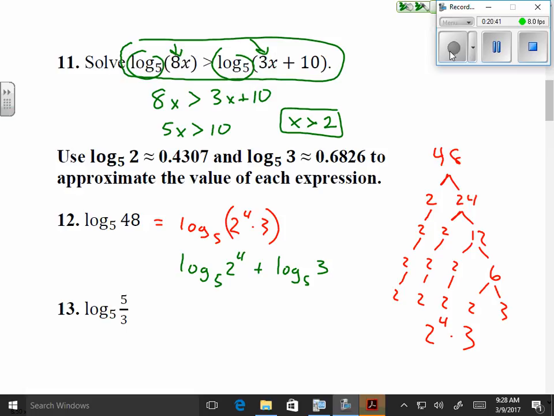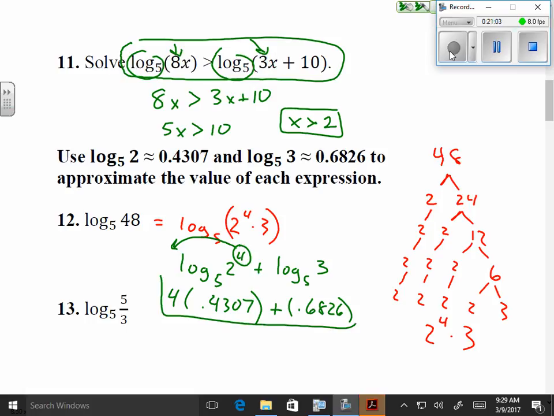The 4 can come out front. Log base 5 of 2 is 0.4307. Log base 5 of 3 is 0.6826. And you put that in your calculator and get the answer.